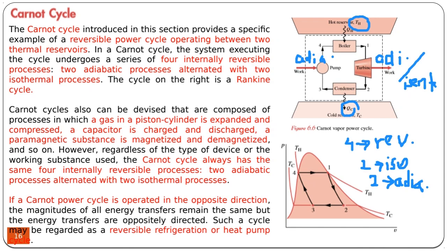So in the PV diagram, you can see that here we have an adiabatic compression in the pump. As the fluid is compressed, you can see that there is a reduction in the volume. Then heat is added at constant temperature, let's say in the boiler. Then in the turbine, expansion is adiabatic. So turbine work is obtained adiabatically, and in the condenser, we have heat removal at constant temperature again.